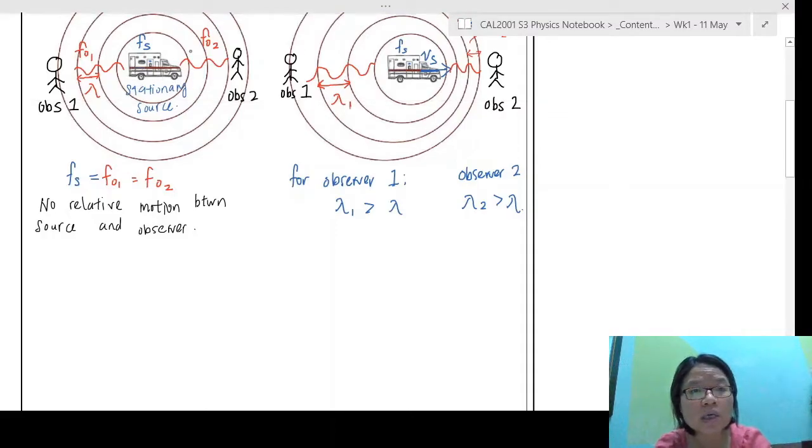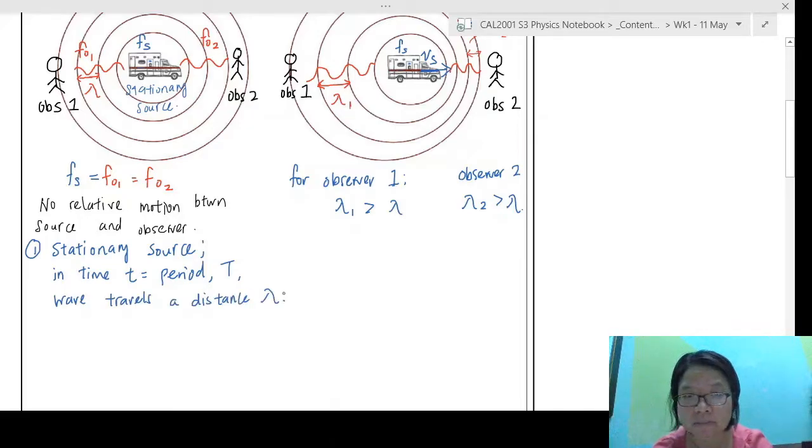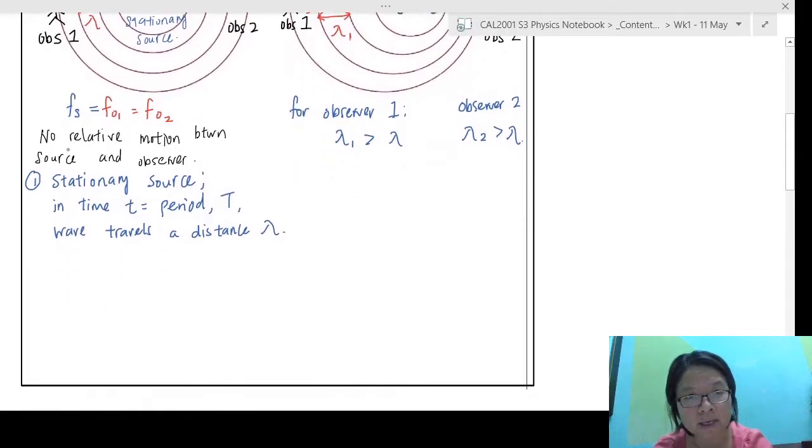Right now, what we're going to do is come up with a relationship, or a derivation, of the observed frequency. We're going to start off with the stationary source first. We know that for the stationary source, in time t equal to the period, the distance traveled by the sound wave is equal to lambda. The proof was in part 1, or the idea of it. In period T, one complete cycle, the wave will travel by 1 lambda.